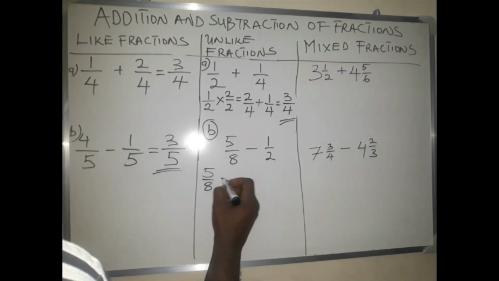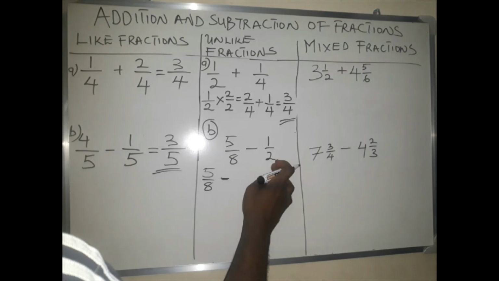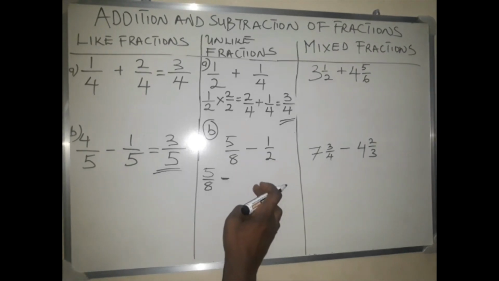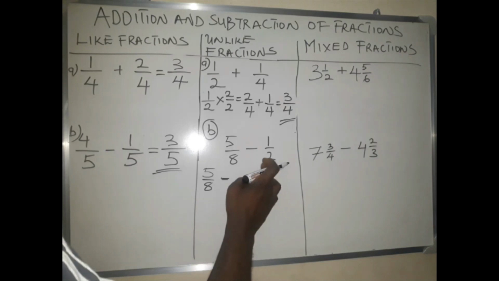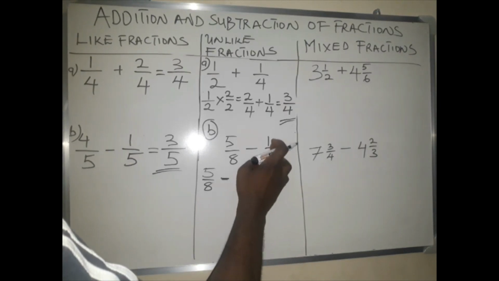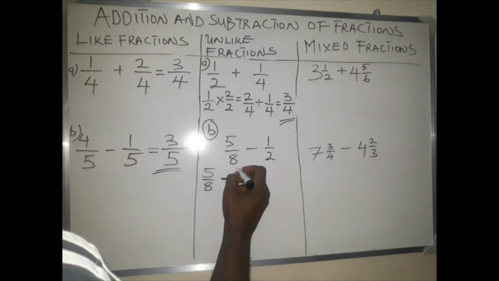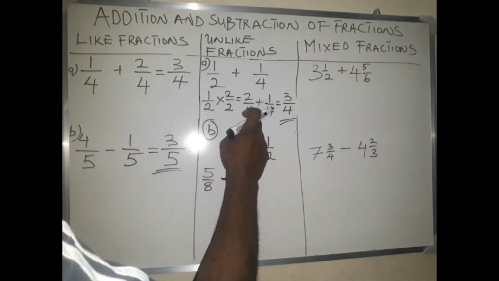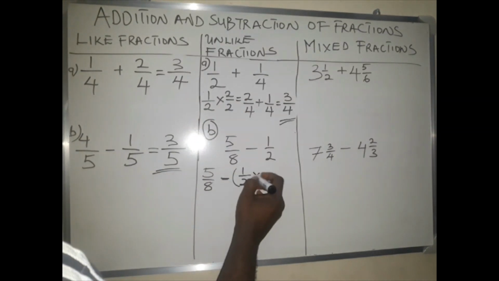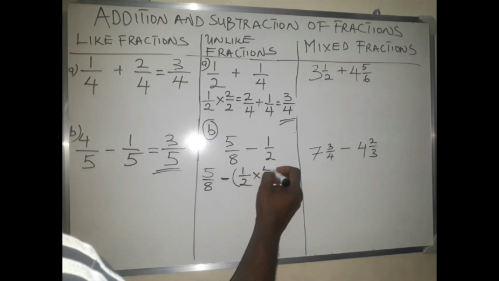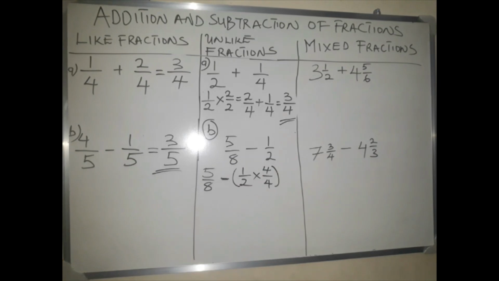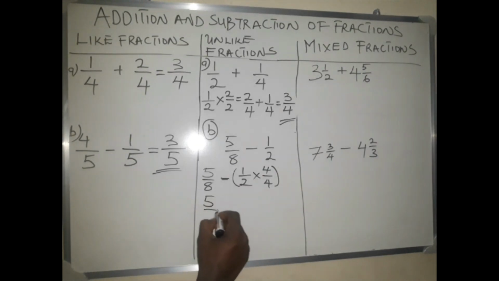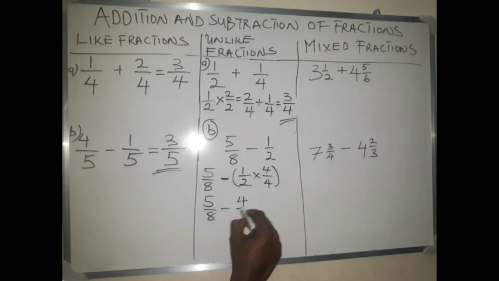I'm going to convert this so that I will have an 8. And to do that, I multiply both the numerator and the denominator of this fraction by 4. In this case, I multiply both the numerator and the denominator by 2 to then have 2/4. But in this case, I'm going to multiply both the numerator and the denominator by 4. This will now give me 5/8 minus 4/8. And those of us that know what 4/8 is, when simplified, it will give you 1/2.